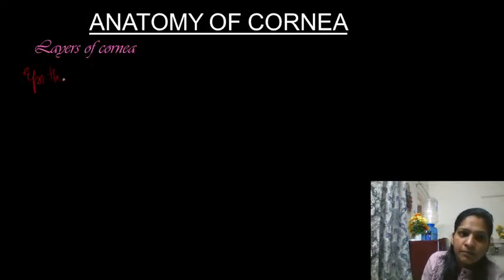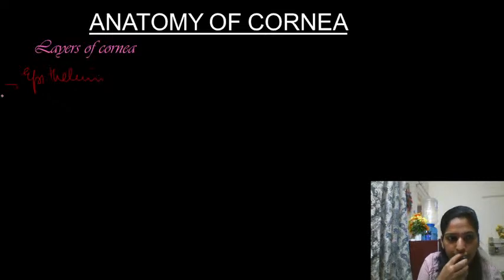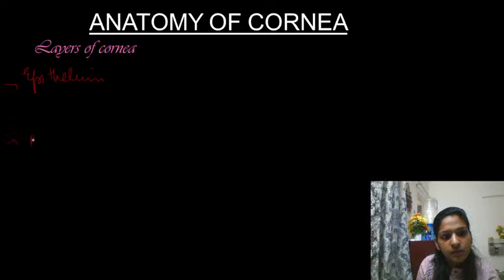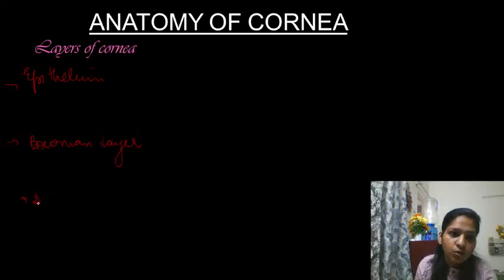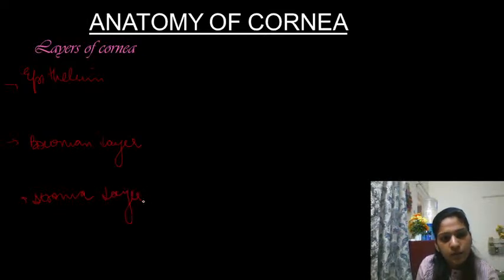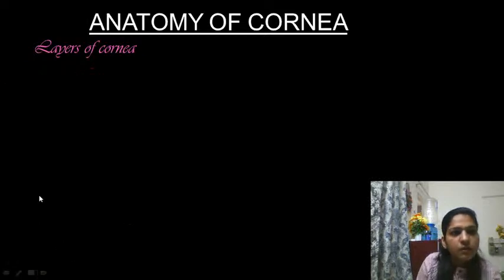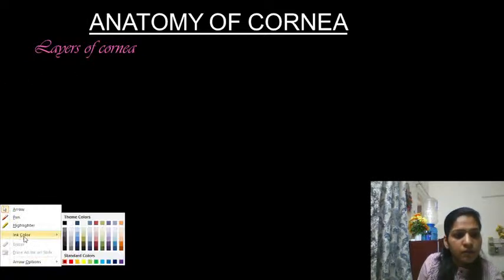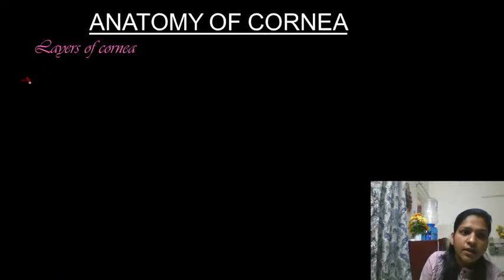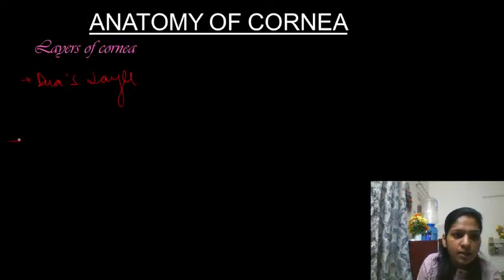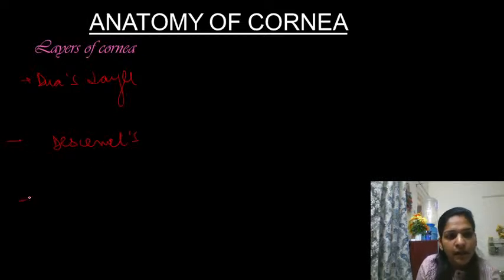First one is the epithelium. Second is the Bowman's layer. Third one is stroma, the stromal layer. Fourth one is Dua's layer. This has been newly discovered. Then Descemet's membrane and endothelium.